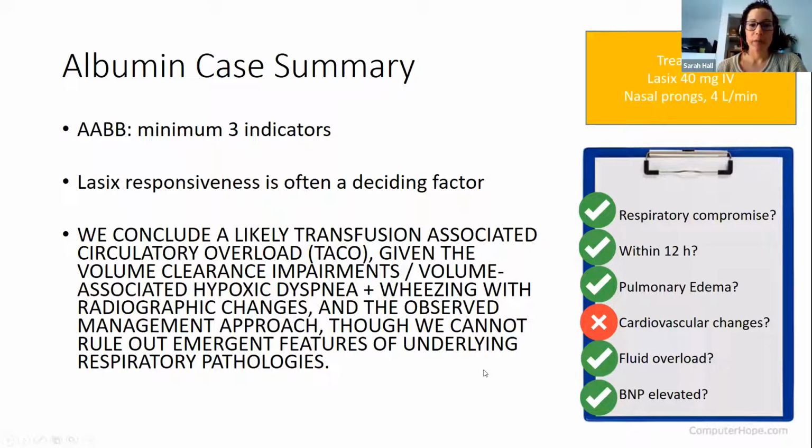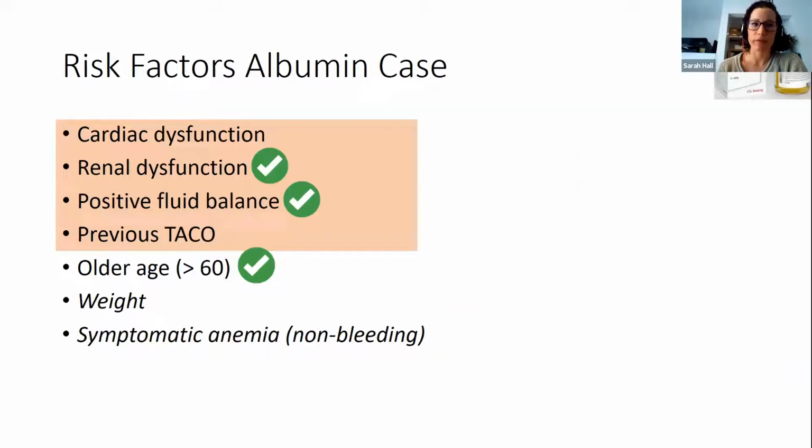So this capitalized summary is actually what we published in the patient chart, concluding TACO given the volume clearance impairments and the volume associated hypoxia, dyspnea, and wheezing with radiographic changes and the observed management approach, although we cannot rule out emergent features of underlying respiratory pathologies. So if you just want to jump back to the risk factors, the patient did have 3 of the risk factors that we commonly screen for: renal dysfunction, the AKI, a positive fluid balance, and he was over 60. So this is definitely a patient that we should have been more cautious with and expecting a TACO reaction.